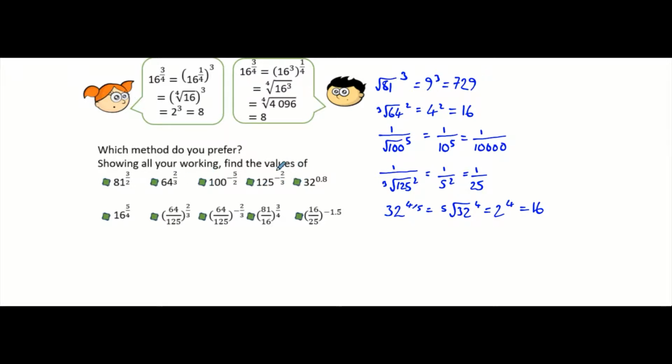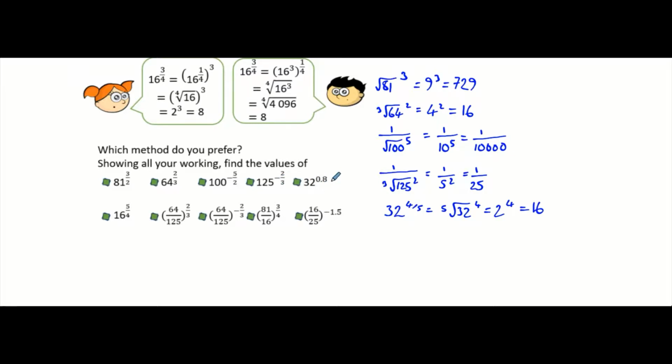If we look at one like this one here, 125 to the minus 2/3, the minus tells us it's a reciprocal, so 1 over the cube root of 125 squared. So the cube root of 125 is 5, and we're squaring it, and then it's 1 over that because of the minus sign. You might see these written as a decimal.